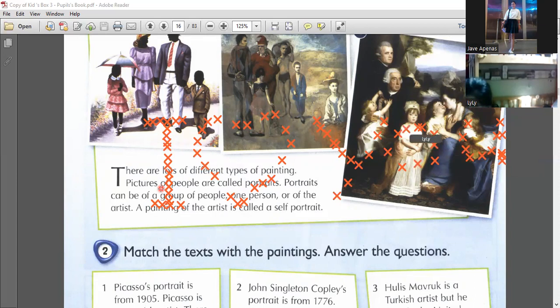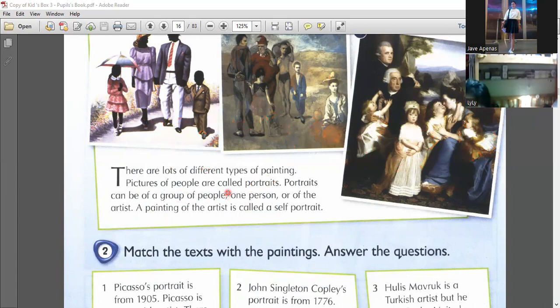Okay, I want you to read the passage there, the text. Can you please read it? Here, this one. Pictures of people. Yes, thank you. Okay, so you say pictures of people are called portraits. You say portraits. What is it called? You say portraits. Again, please say it.